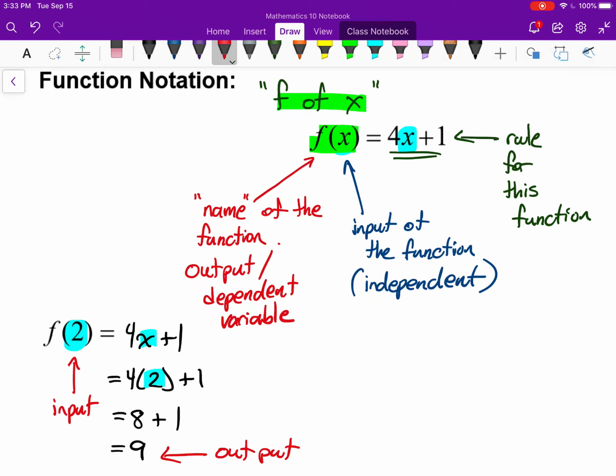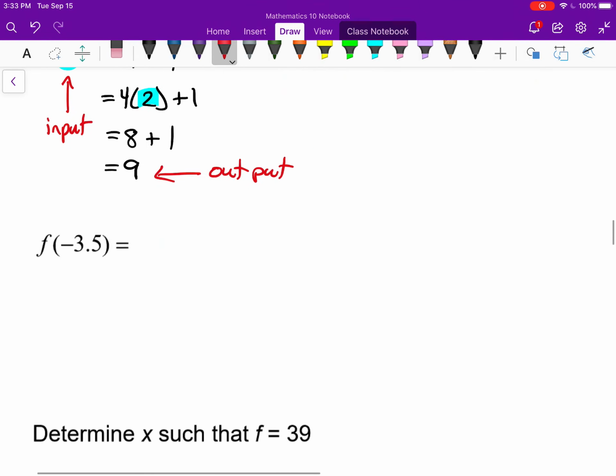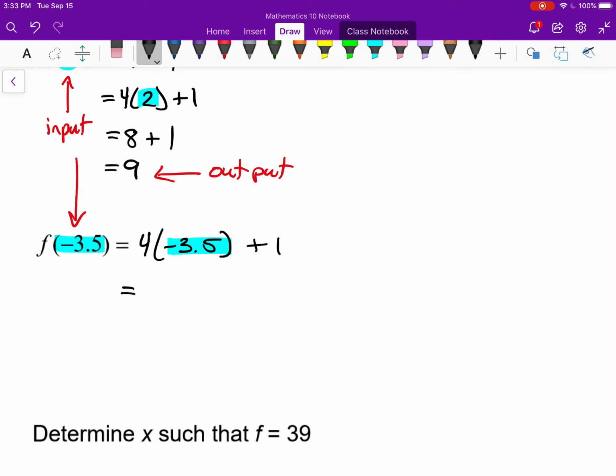And so I don't have to put 2 in, I can put different numbers in. I can put negative 3.5. So if I put negative 3.5 in, what's going to come out? Let's see. So instead of 4 times x, it's 4 times negative 3.5 plus 1. Probably want to use a calculator. 4 times negative 3.5 is negative 14. Negative 14 plus 1 is negative 13. And that's my output again. Put negative 3.5 in, get negative 13 out.